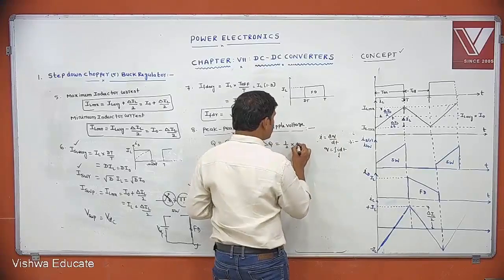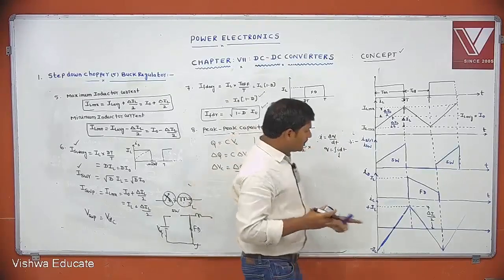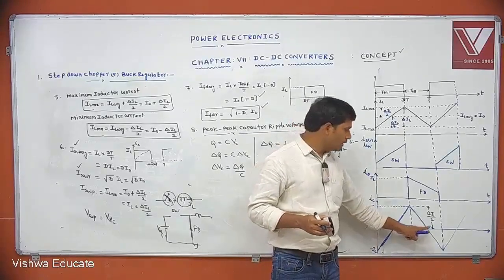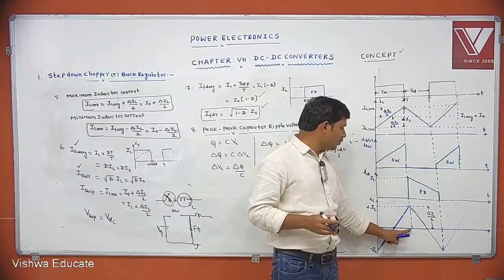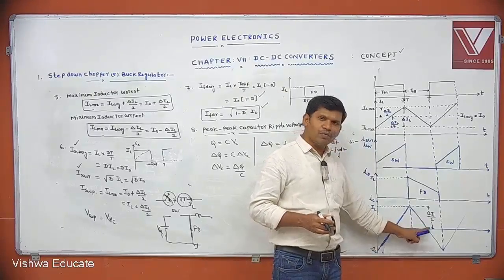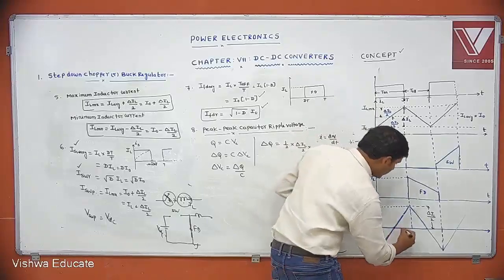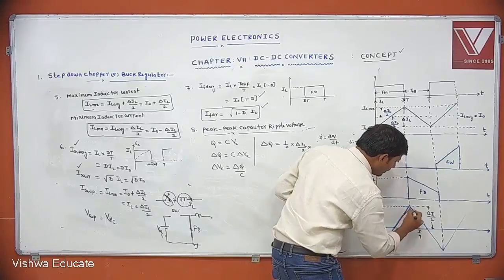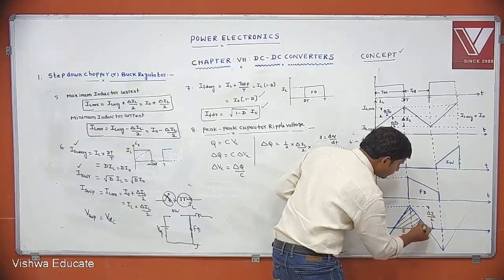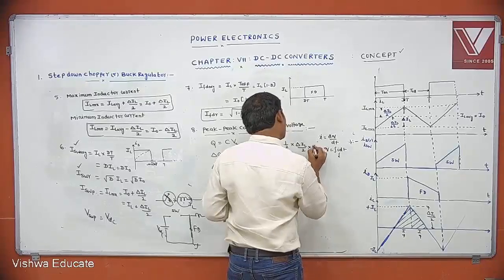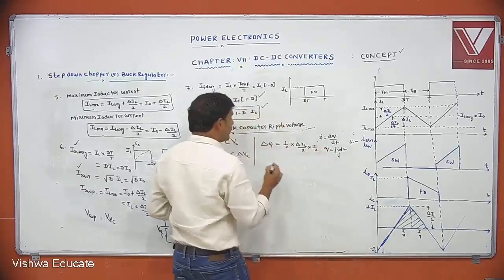And half into height is delta IL by 2 into the base, from this point to this point, T by 2. This is T, this is T by 2, meaning this is T by 4 and this is T by 4. I am calculating the area of this one. Then what is that time? T by 2. Then what we get?